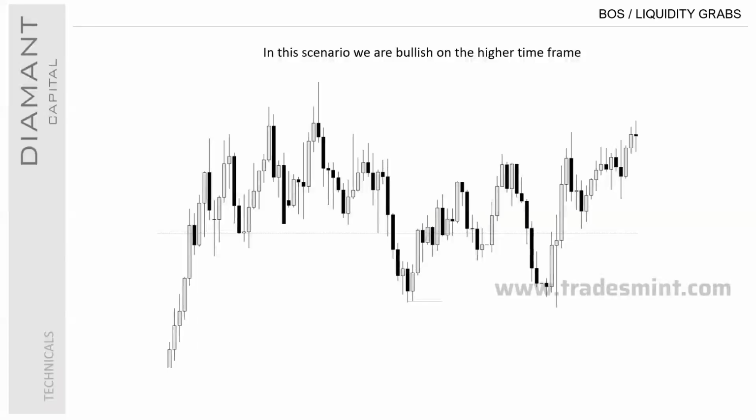So we're going to be looking at this example right here. In this scenario, we're bullish on the higher time frame. This is just a screenshot on the 1 hour chart, but I believe this was for Euro USD. On the 4 hour and the daily time frame, we're bullish, so we're only looking for buys, because we're in bullish market structure.